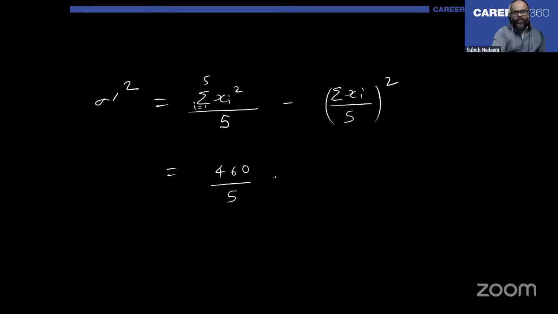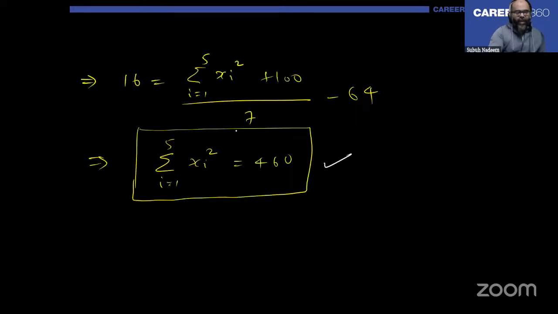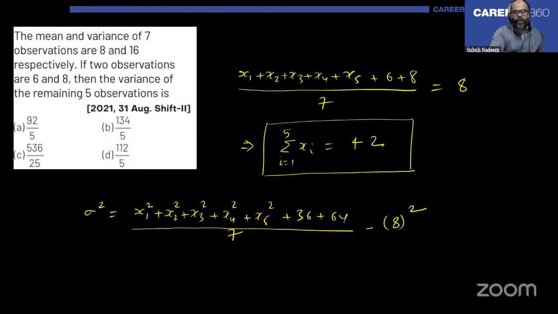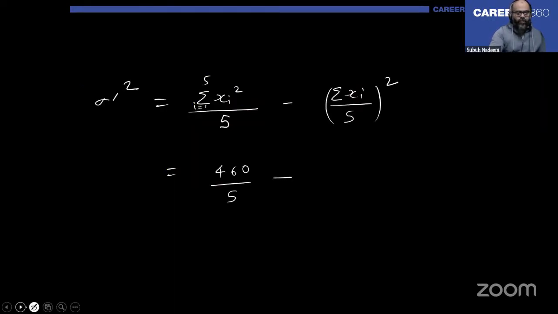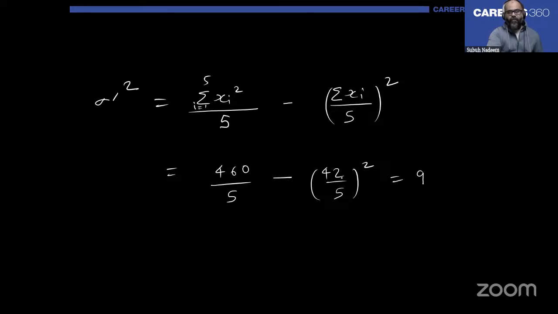And this is divided by 5. Sigma of xi we have 42, so (42 by 5) whole square. So this will become 5, 9, 45, and 5 to 10. And 42 by 5 will be 5, 8, 40, and 0.4 whole square. So this will be 92 minus 8.4 whole square.